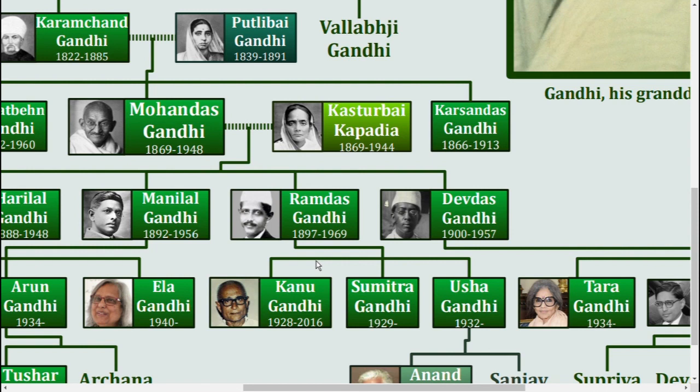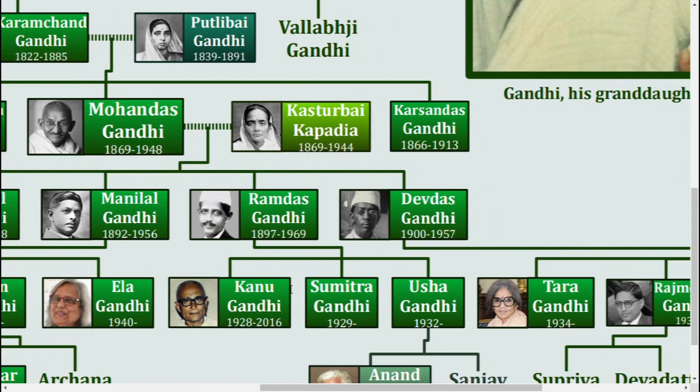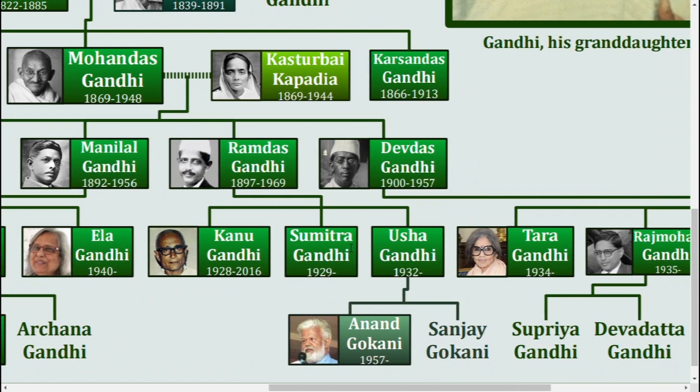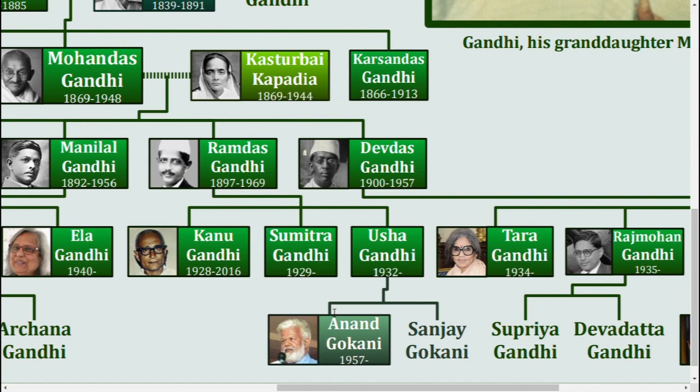Kanu studied at MIT and became a NASA scientist working in the U.S. for the Division for Aircraft Design, and he died only a few years back in 2016. I have hardly any info on his 2 younger sisters, Sumitra and Usha, but as far as I can tell, they're both still alive. Usha's son, Anand Gokani, did actually become a pretty famous doctor.